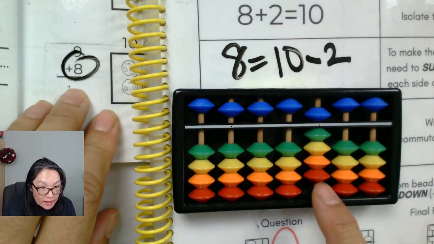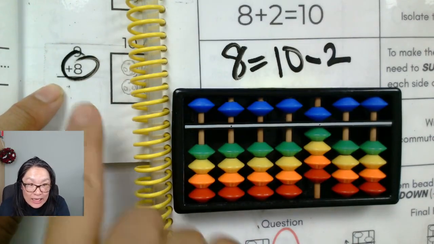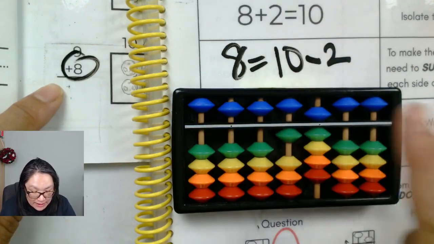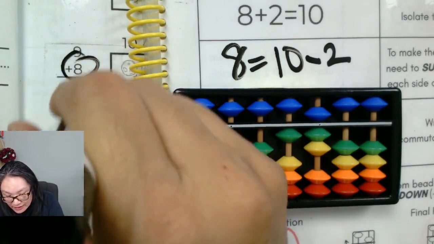So we have 9, and we want to add the 8, not add 9. So what we're doing is we're adding the 8. When we add the 8, we want to do plus the 10 minus the 2, right? And so my final answer is 17.